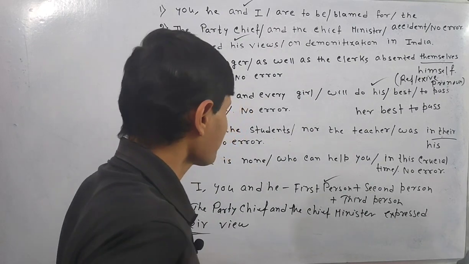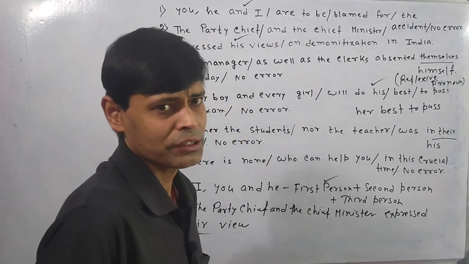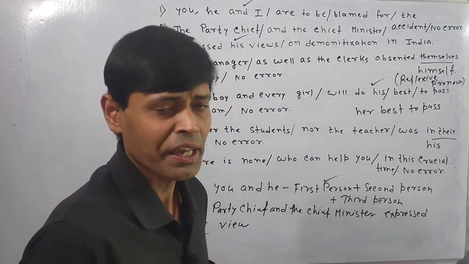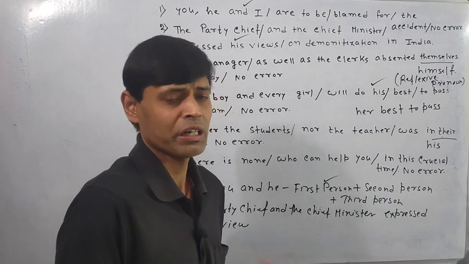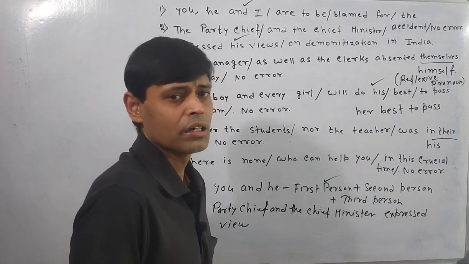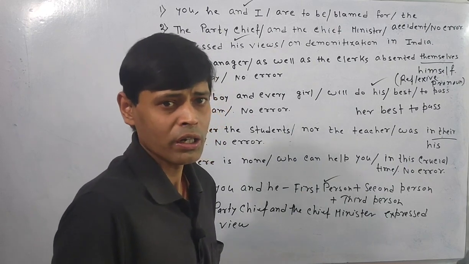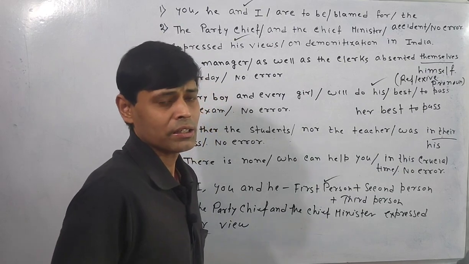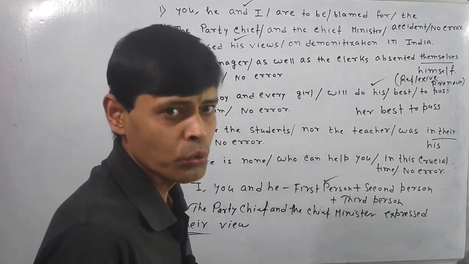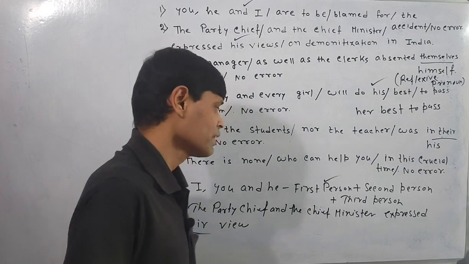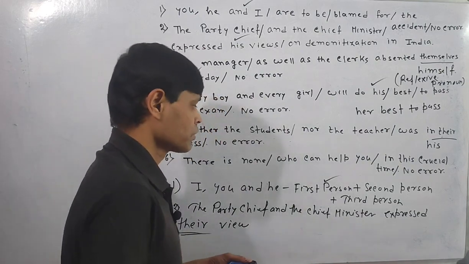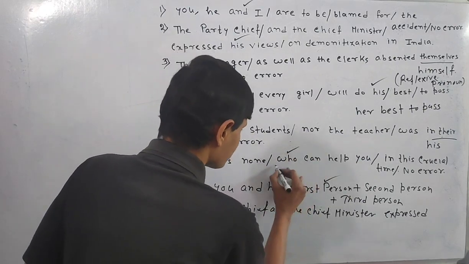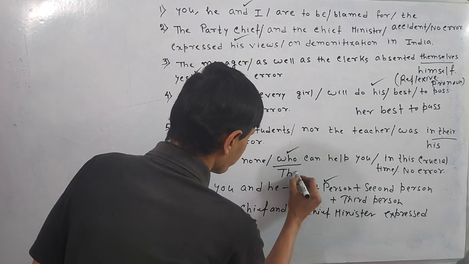Now be careful, whenever we are going to write pronouns like none, nothing, same, only, any, again I am repeating, after that instead of who, that will be followed. But here instead of that, who is followed. So this is the mistake. So the mistake lies here, instead of who, that will be followed.